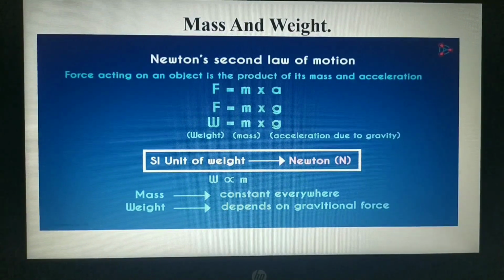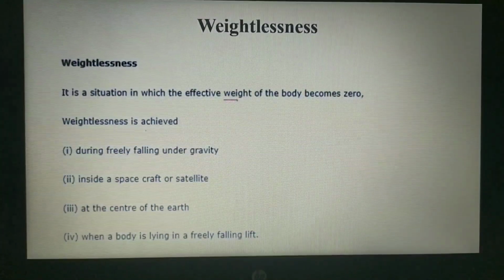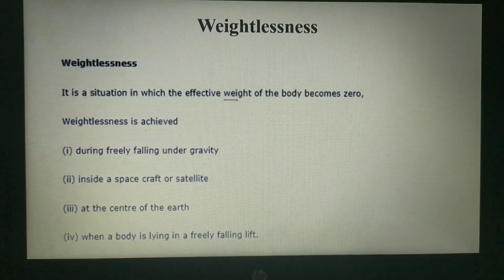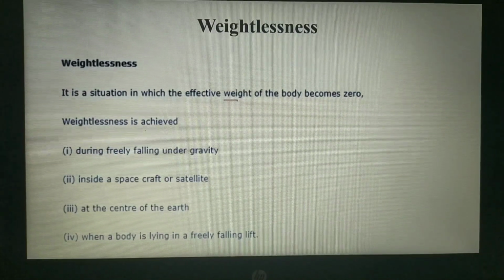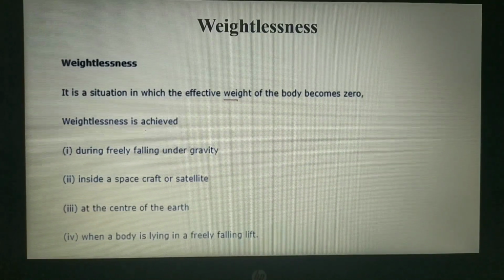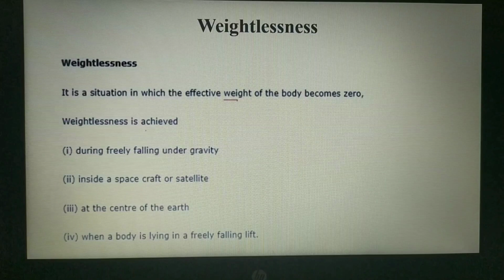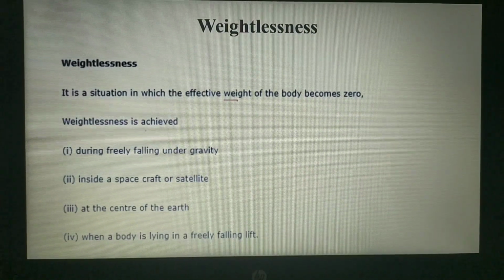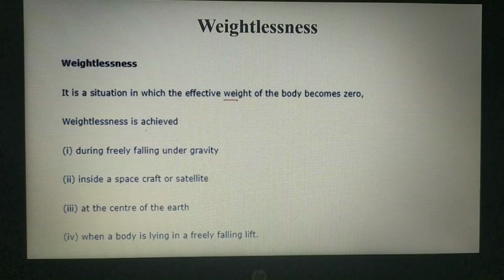Now the last topic is all about weightlessness. What is weightlessness? We already know. That means the situation where any body feels zero weight. That means the body's weight becomes zero. So in which cases can we achieve weightlessness? During free fall under gravity, inside a spacecraft or satellite, at the center of the earth, and when a body is lying in a freely falling lift.